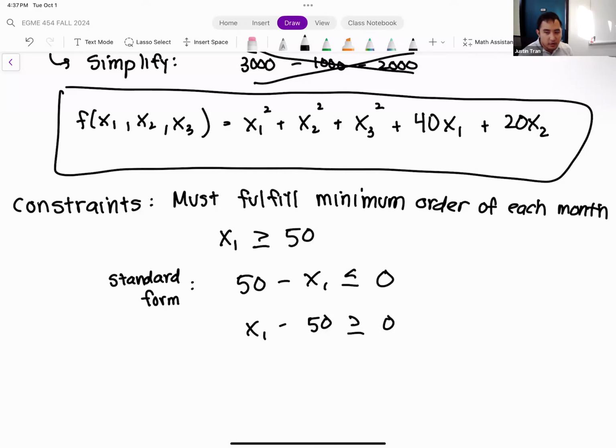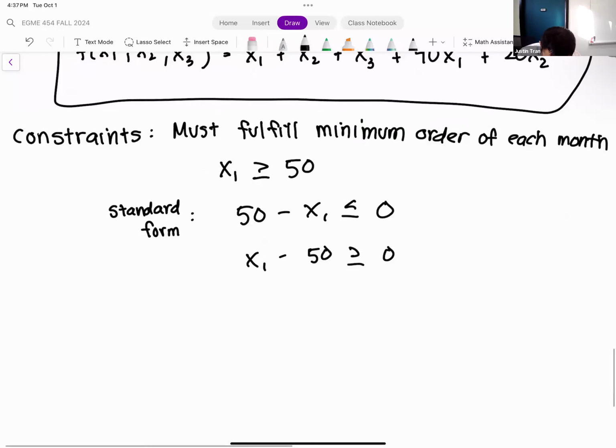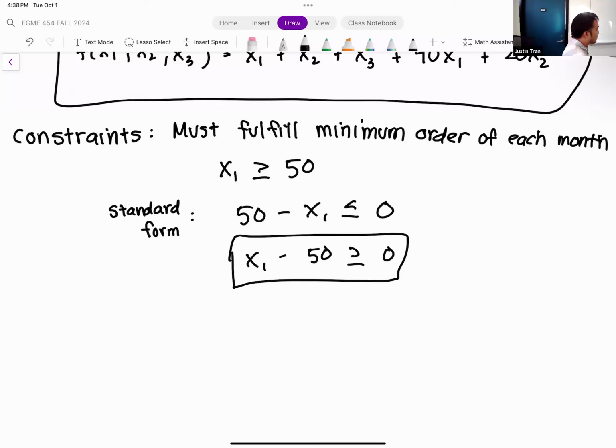And so if we do X1 minus 50, then X1 minus 50 has to be greater than or equal to 0. So either form works, as long as you have 0 on one side, it's fine. That's the constraint that's associated with the first month, called G1.